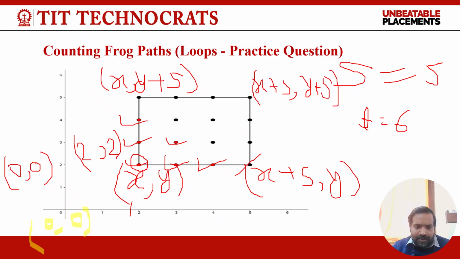So the frog can't reach this point. Why? Because to reach this particular point, the frog has to move 5 units on the x-axis and 2 units on the y-axis. So the total time will be 5 plus 2, that is 7, which is greater than 6. So the frog can't reach this particular point after 6 seconds.